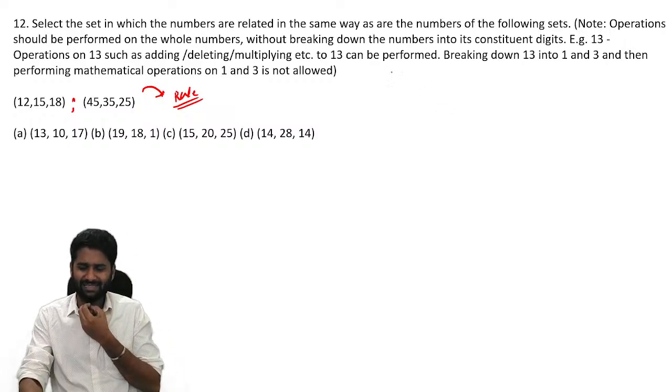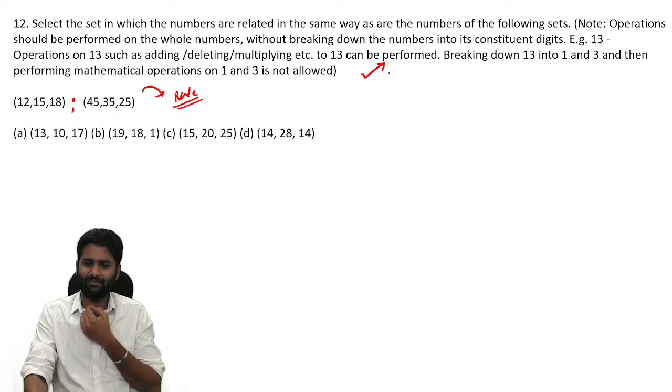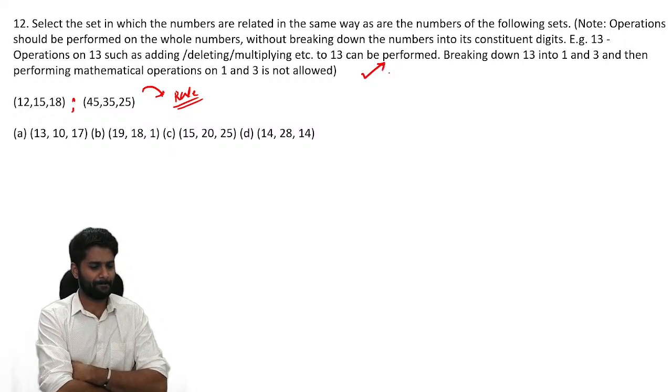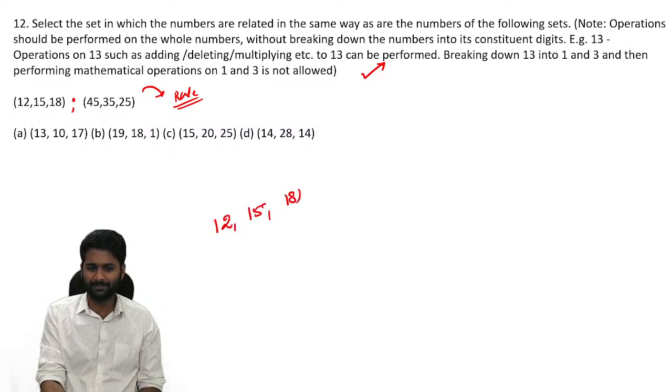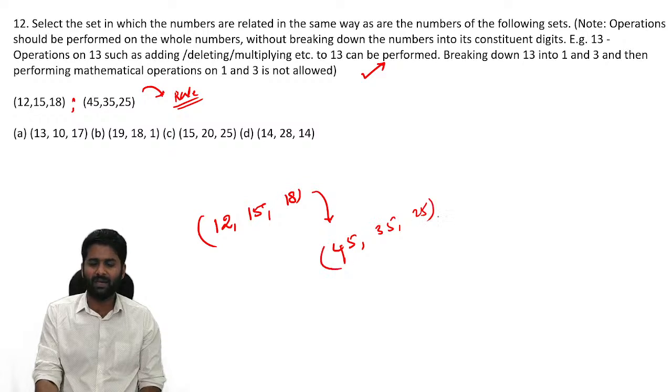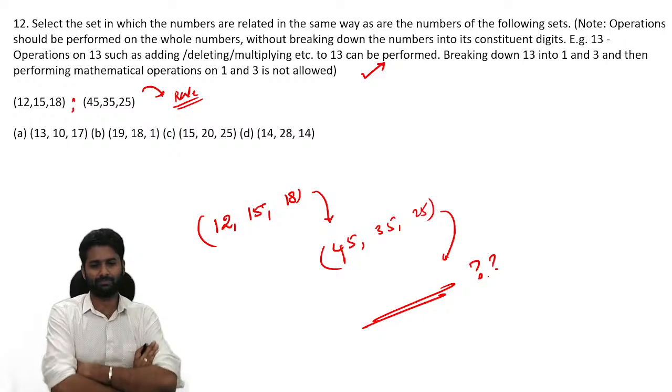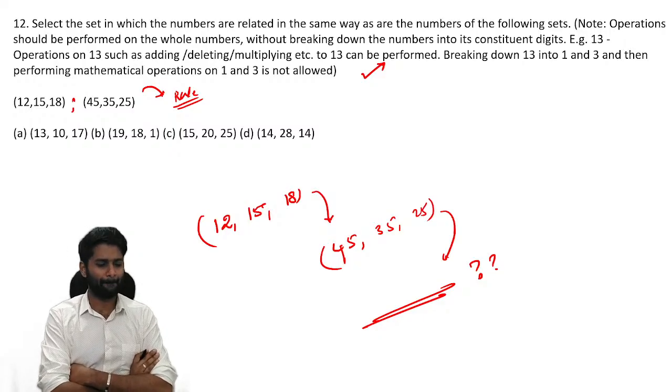So that is the entire theoretical information given in the statements. So what is the relation you observed in 12, 15, and 18? And the same relation in 45, 35, and 25. And you have to identify the same relation from the options. That is the question. One of the most important models. It's like analogy. Analogy is all about similarity.